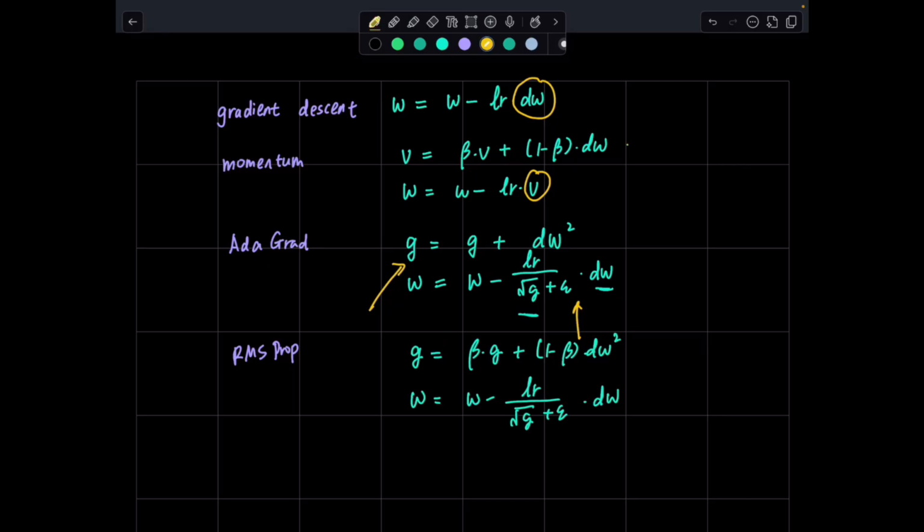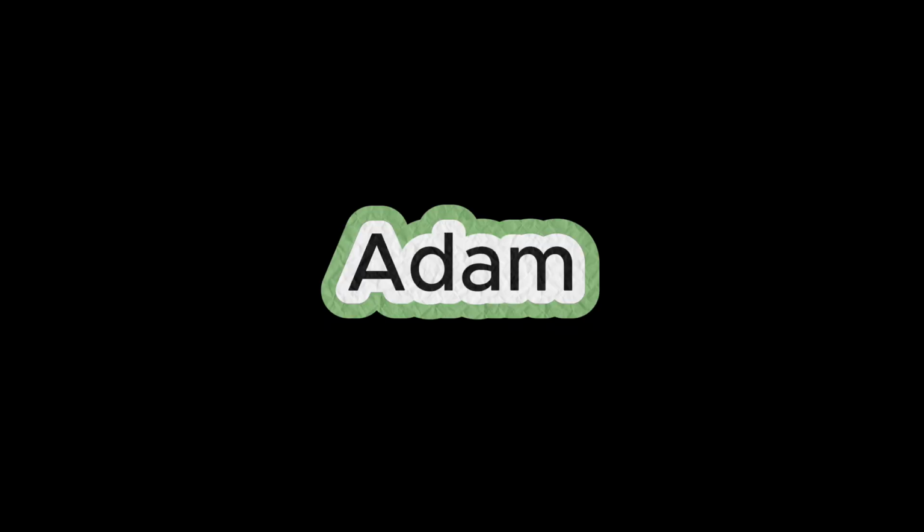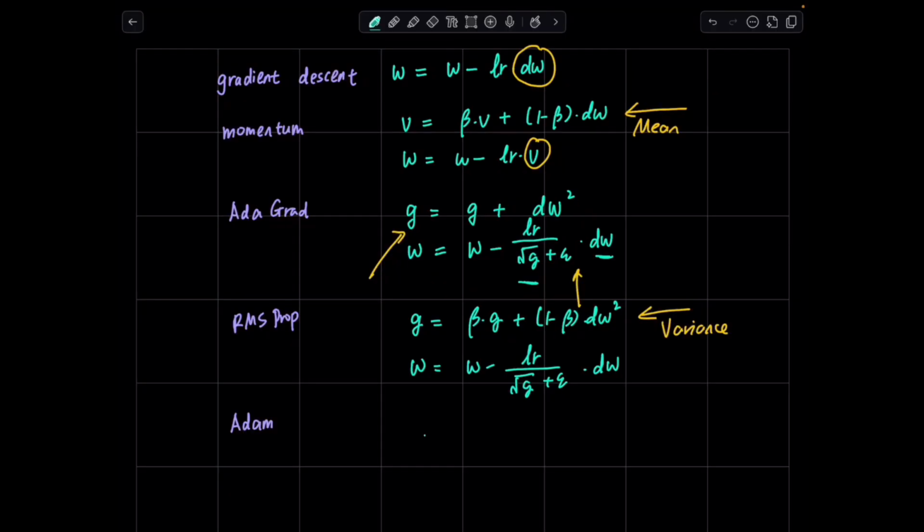So now I guess you can see some pattern. In momentum, we're doing a moving average for velocity. And in RMSProp, we're doing a moving average for the DW square. So this represents the mean and this represents the variance. Adam is a combination of momentum and RMSProp. It does a moving average for both DW and DW square. It considers both mean and variance.